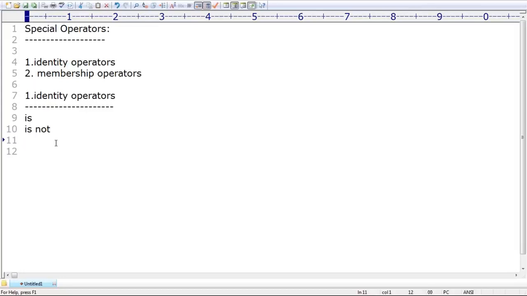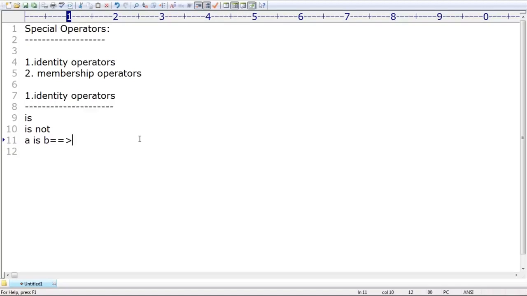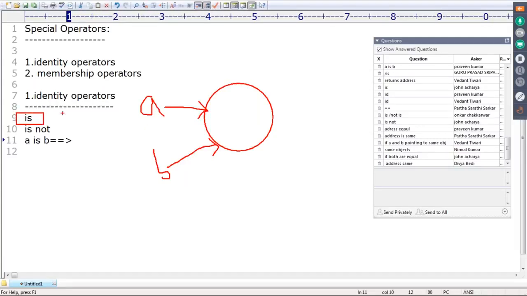Now if I take A is B, when is A is B true? Very simple. If A and B both are pointing to the same object, suppose this is the object, A is a reference variable, B is also a reference variable, and both are pointing to the same object, same address, then the is operator returns true.